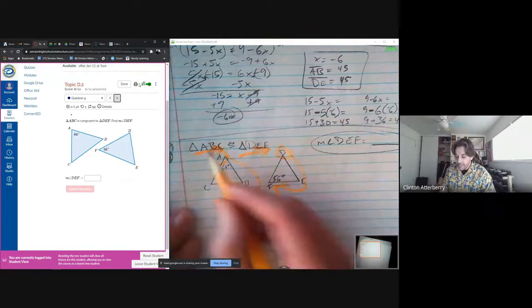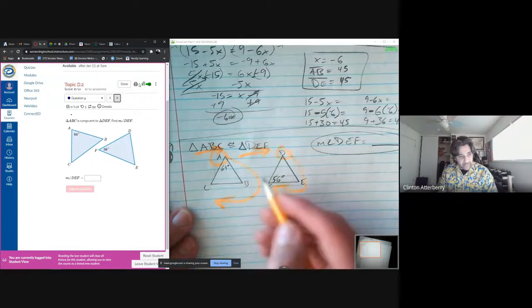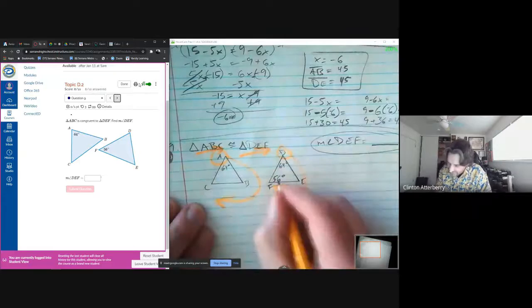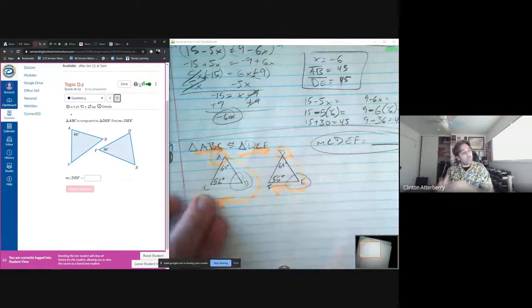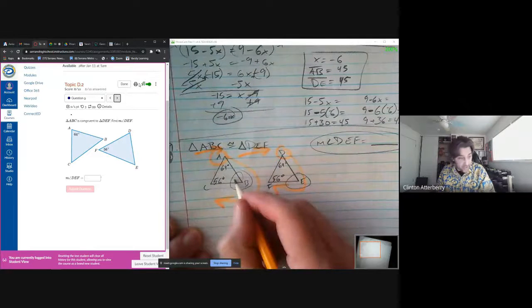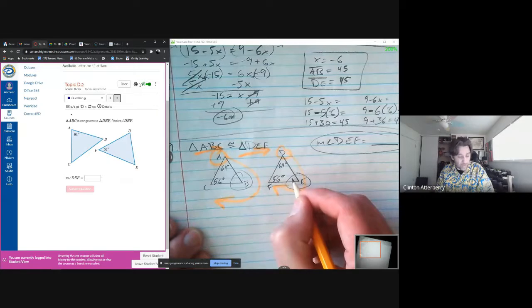But since these are congruent, and I wrote these in the same manner, where it's ABC and DEF, I'm going to go ahead and fill in. If that's 64, that means that's also 64. If that's 56, that means that's 56. So what they want is that missing angle. Well, what do we know about triangles? Okay, the interior angles of triangles always add up to 180. So I can say 64 plus 56 plus this unknown angle is going to add to 180.